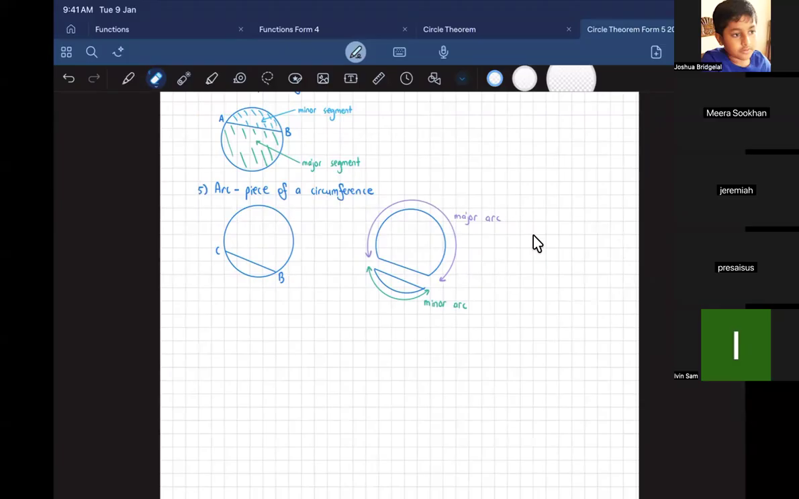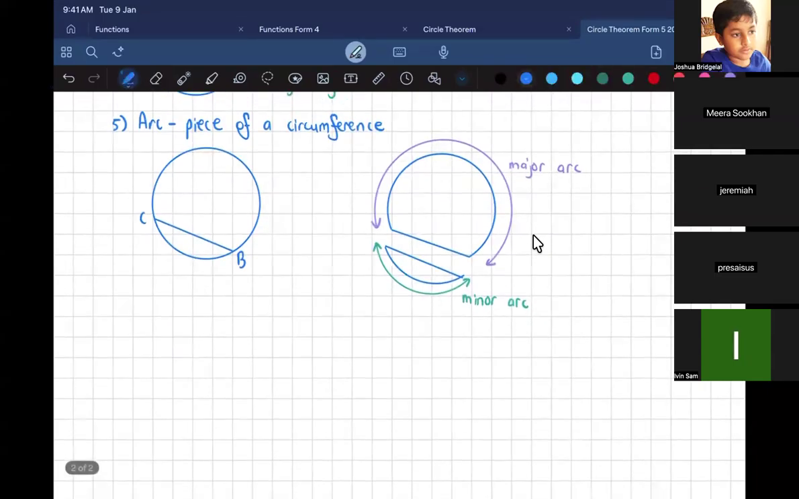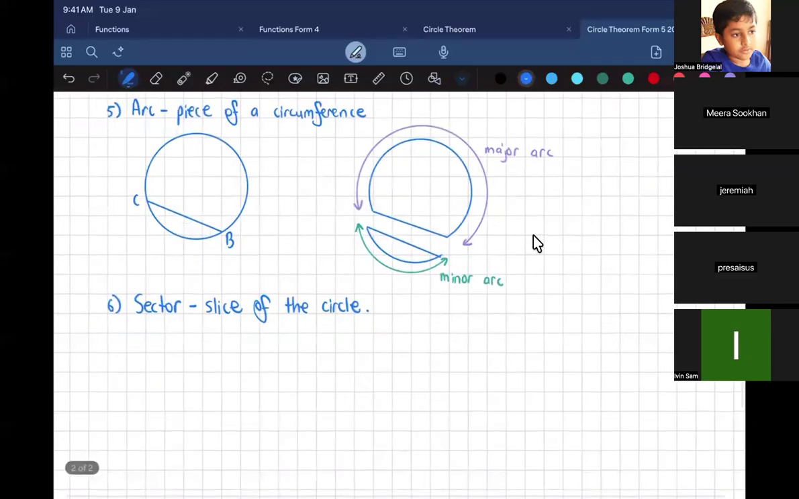Right? So the only thing we had to look at is a sector. The last thing we had to look at, a sector. You can literally think of a sector as a slice of the circle. Again, you'll see what I mean by that. Just trust me.